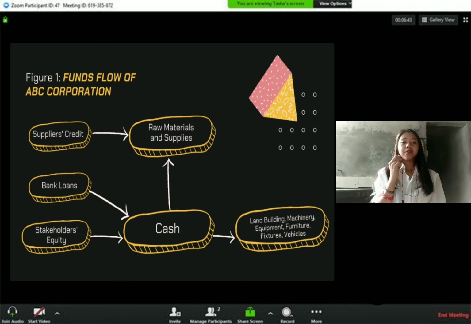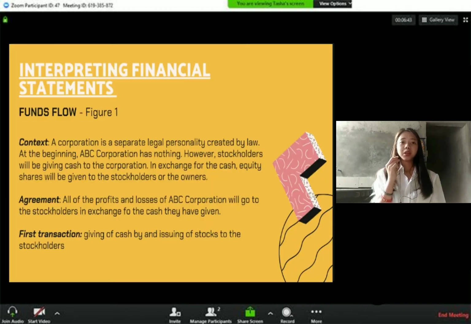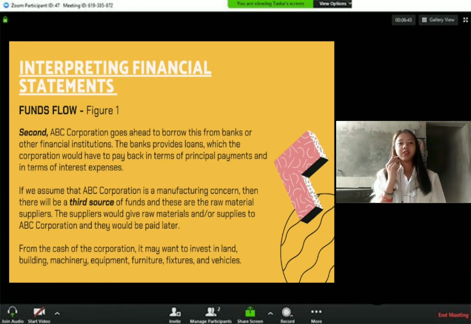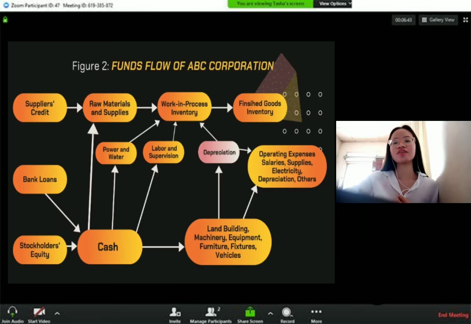From the cash of the corporation, it may want to invest in land, building, machinery, furniture, and others. In the second figure, ABC Corporation will have its own factory. It will then try to activate the factory by converting the raw materials into finished goods.